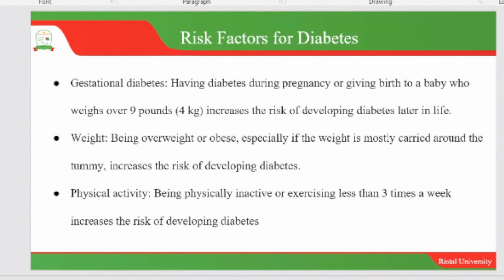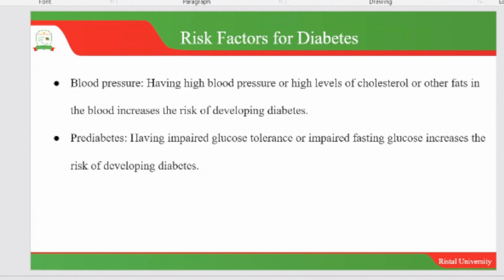Then weight. Overweight people may end up also developing diabetes. Then physical activity. People who are inactive most of the time, doing sedentary work, can end up developing diabetes. So it is advised that one should exercise at least 3 times a week. Then blood pressure. Individuals who suffer from high blood pressure can also end up developing diabetes.